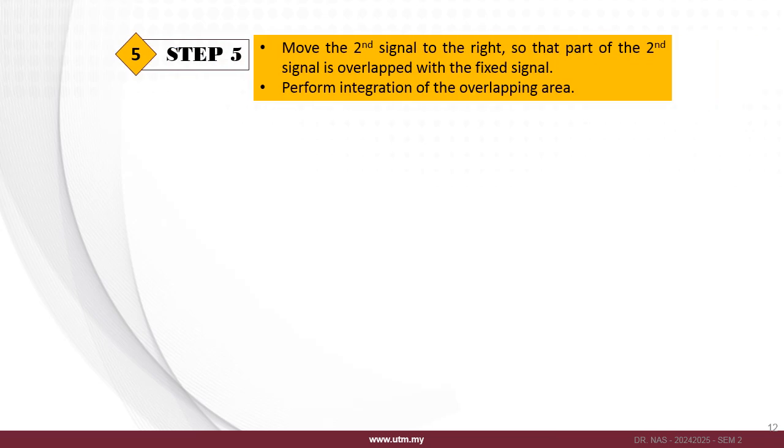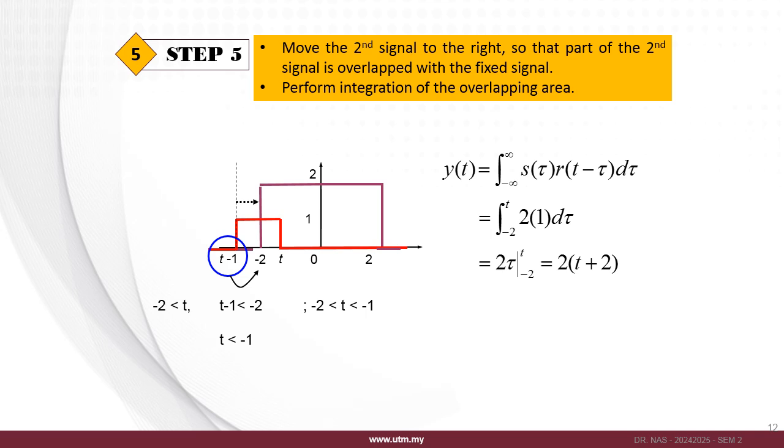Okay, in the previous step, we have seen when there's no overlapping. So the next step, we need to move the second signal to the right so that part of the second signal overlaps with the fixed signal. Earlier we can see that this is the fixed signal, and then this is r(t minus tau).